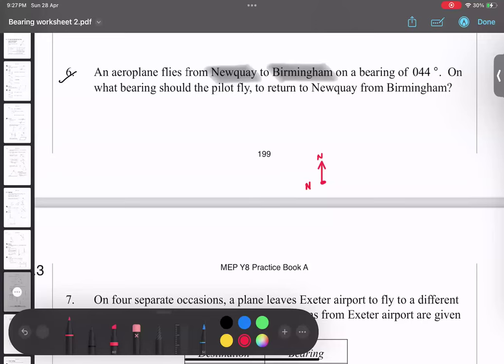So, where will 44 degrees be? Will it be on the top, on the right, on the left? I think from the top to the right side. So it will be like this. Yes or no? Yes. This is 90. So this particular angle is 44. Clear? And this particular point is Birmingham. This is north of Birmingham.